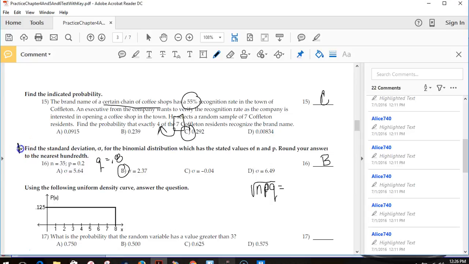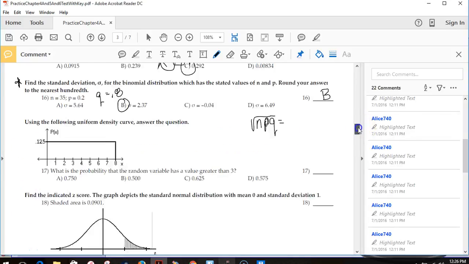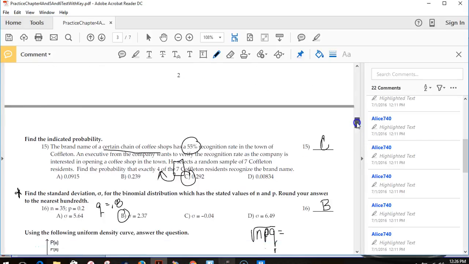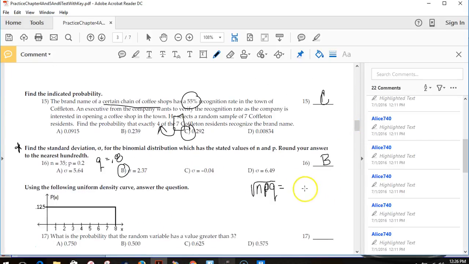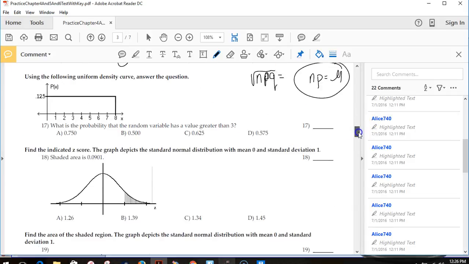And actually, I will ask you to find the mean as well. That will be the question that replaces your odds question. So the mean would be just N times P. That's all your Chapter 5 stuff, so not too much on Chapter 5.